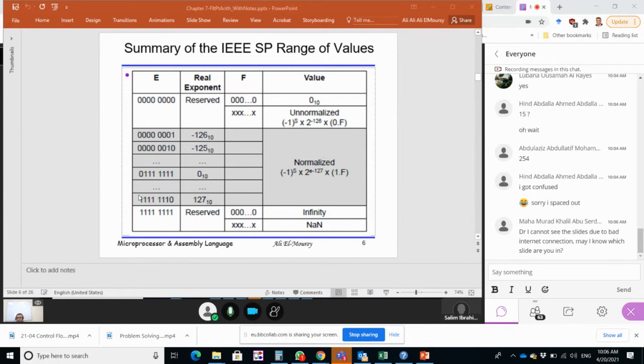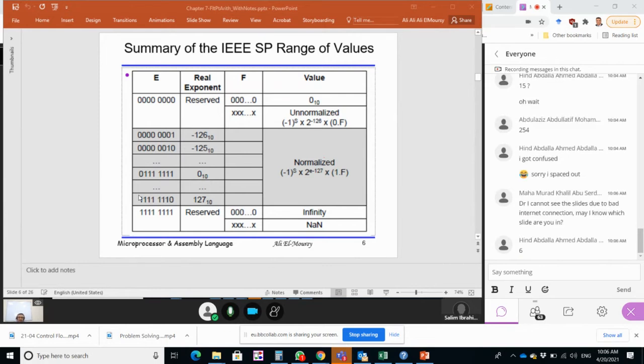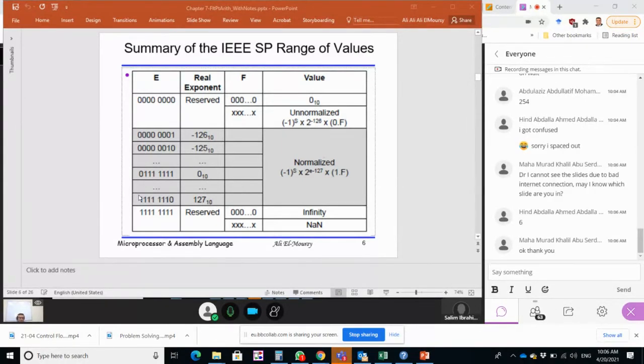We are in slide number 6 in the chapter 7 set of slides. Chapter 7, floating point arithmetic. We are explaining the range of exponents and the range of values that I have. For normalized numbers, do you still remember the equation to convert back the number? We mentioned this equation in the lesson.